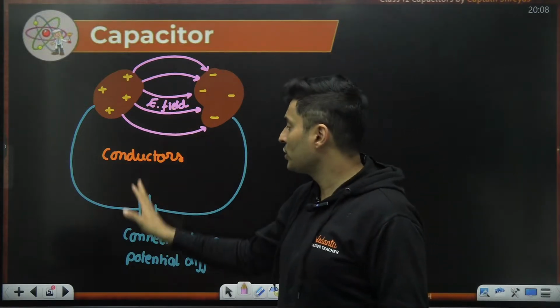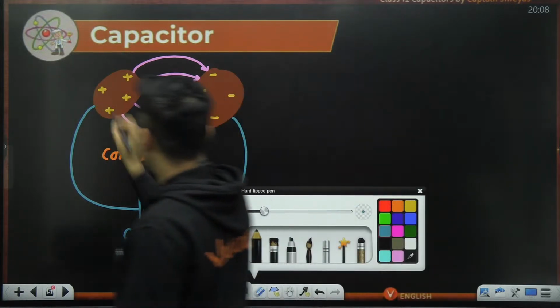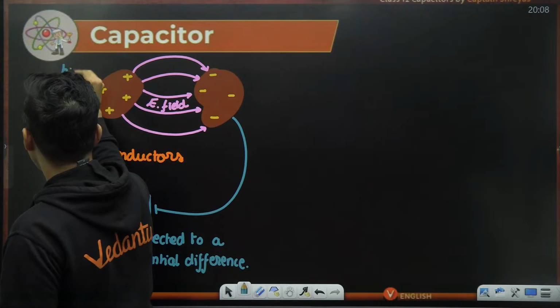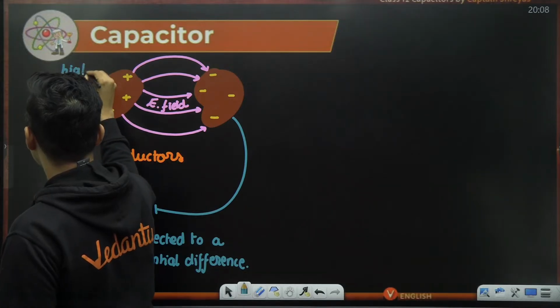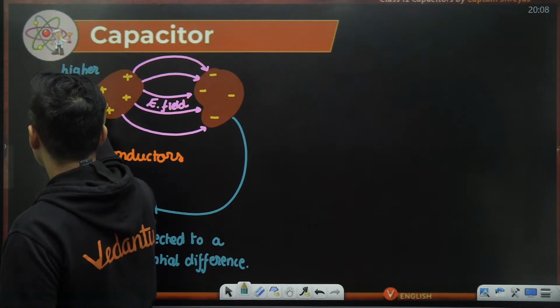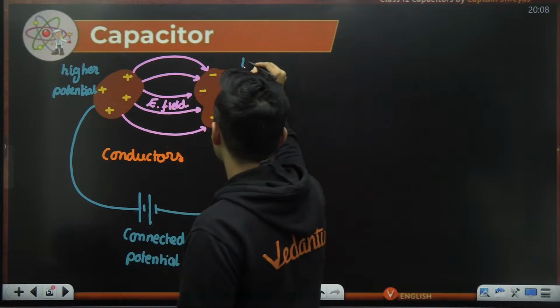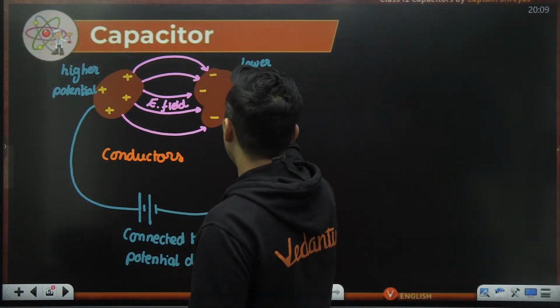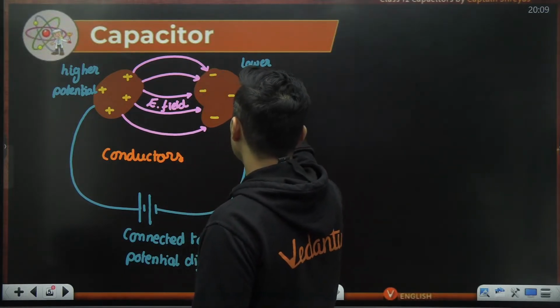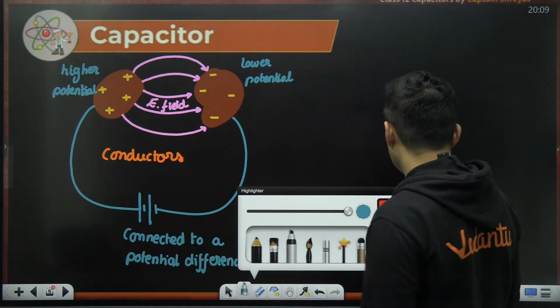An electric field always goes from high potential to low potential. Please remember that. This side, this conductor, is at a higher potential, and this is at a lower potential because it is connected to the negative terminal.